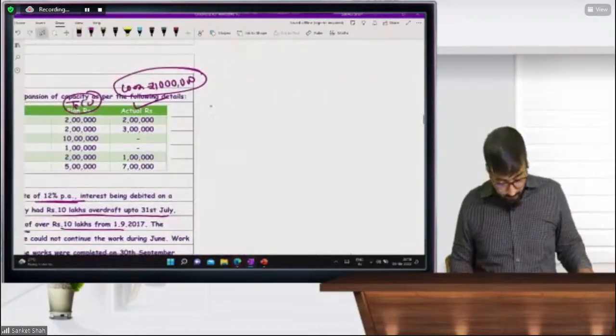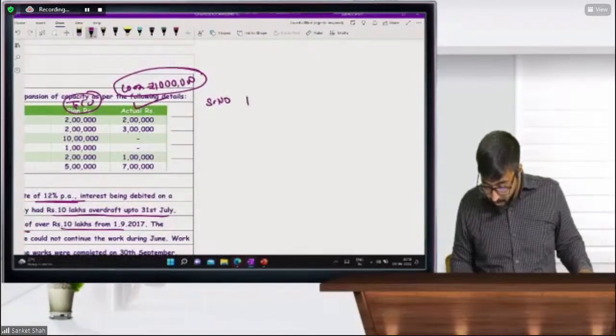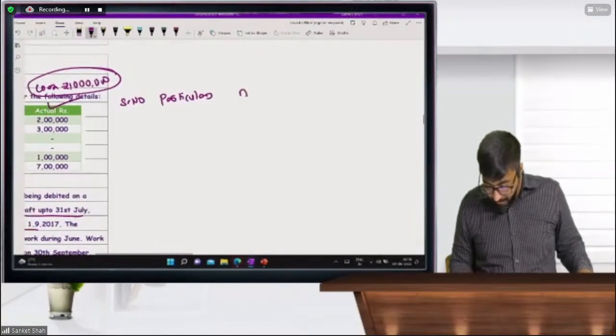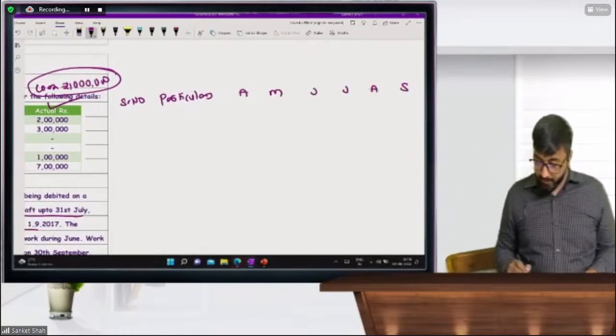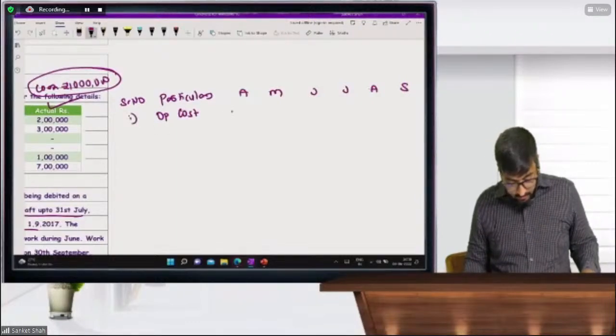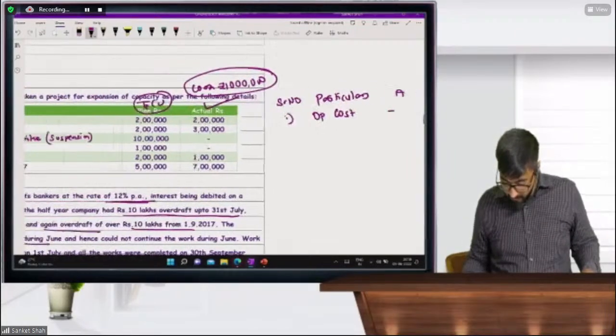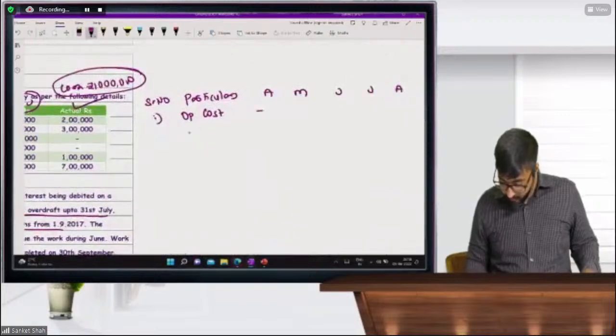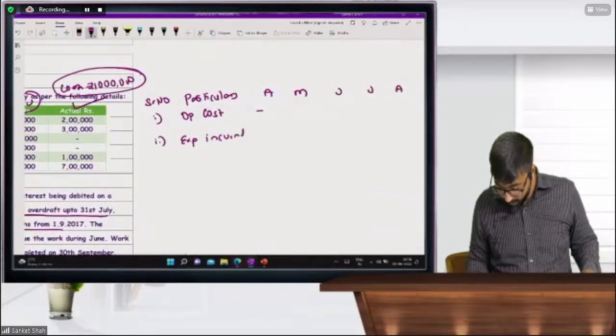So see, serial number, particulars. I'm going to solve it in a very easy way. April, May, June, July, August, September. Serial number 1, opening cost. Opening cost, dash. In the month of April, dash. Then expenses incurred.